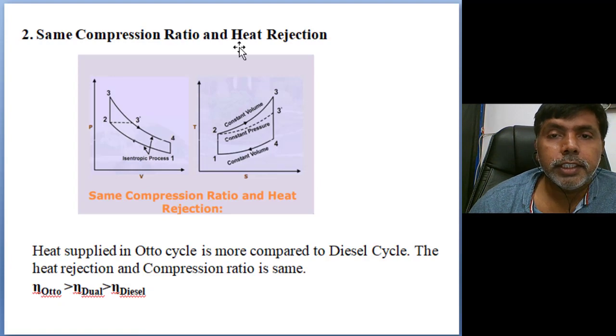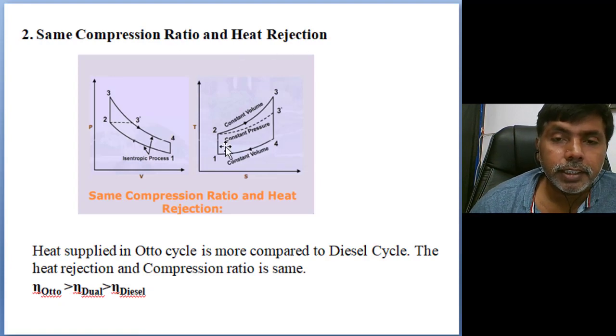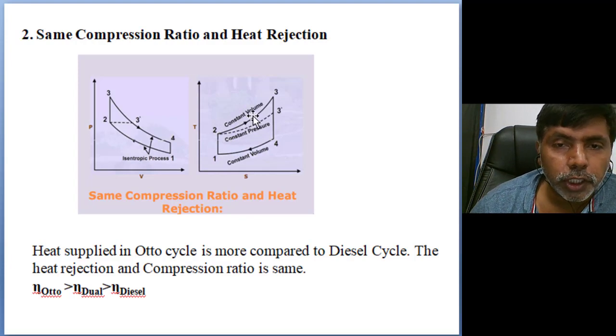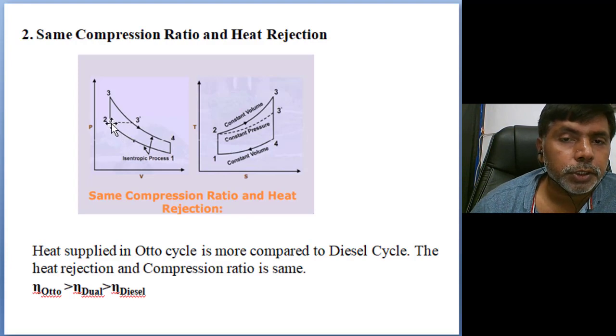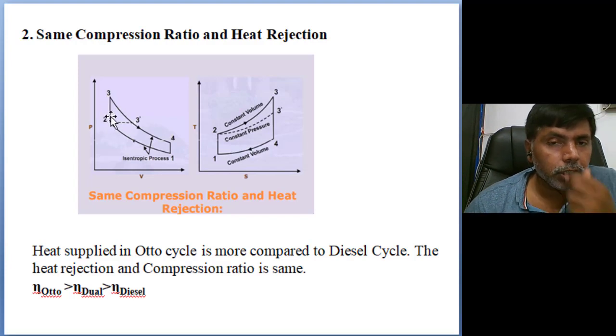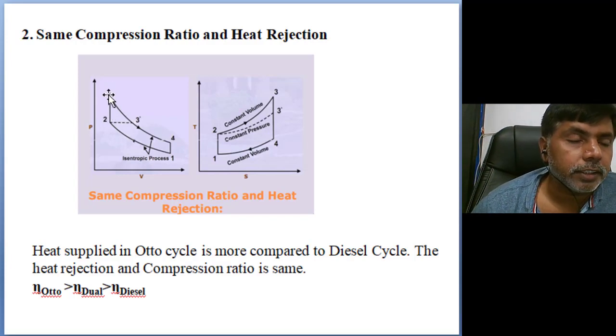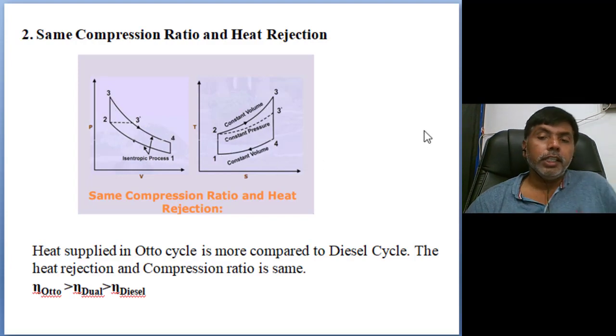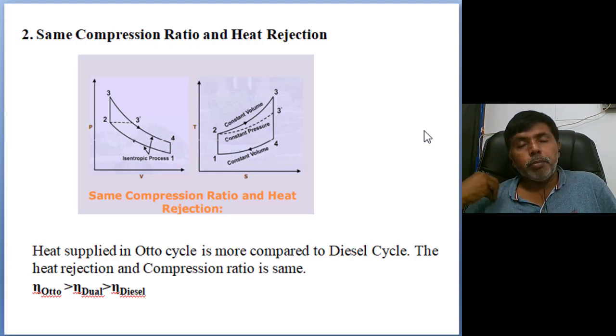And the second one, same compression ratio and heat rejection. In this also the compression ratio is same, heat rejection is same, 1 to 4 is same, but heat supply is not same. In the Otto cycle heat supply is high, you see in the PV diagram also. Same compression ratio, but the heat addition at constant volume process is high, because peak pressure occurs in the constant volume process of the Otto cycle after heat addition. So the area under the PV diagram, work done, is high and heat supply is high. Heat rejection 4 to 1 is same. So here also work done is high in the Otto cycle compared to the diesel cycle.